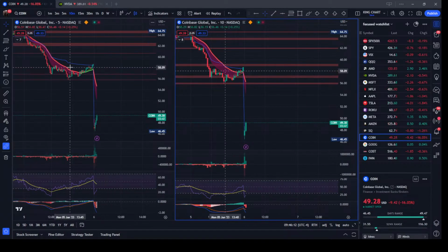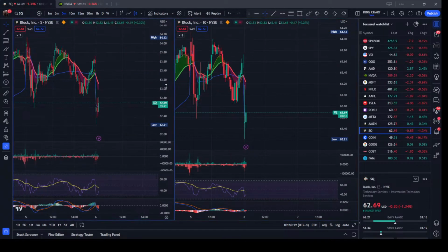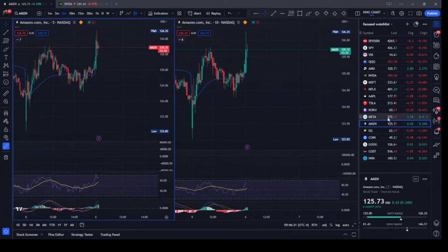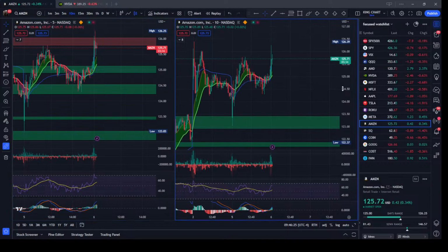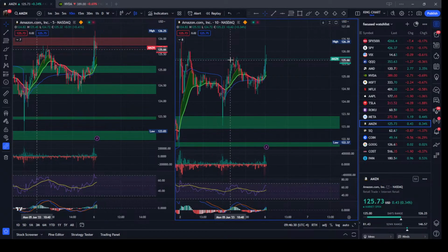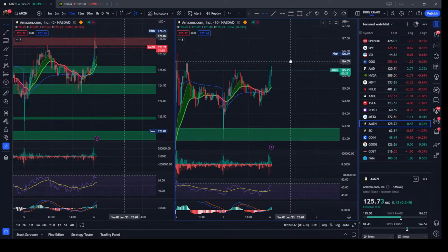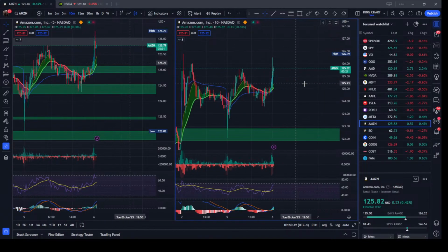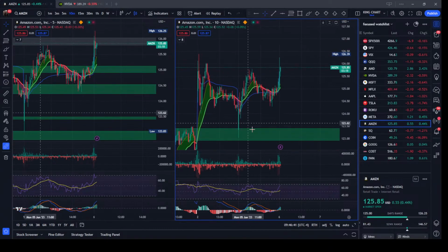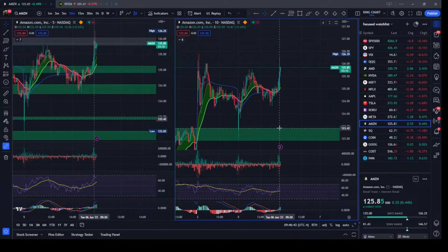Coin, wow, huge gap down at open from 58 to 48 bucks, a $10 move to the downside at open. That's wild for Coin. Amazon. Amazon, nothing good there, guys. Our nearest demand zone is all the way over here at 123.